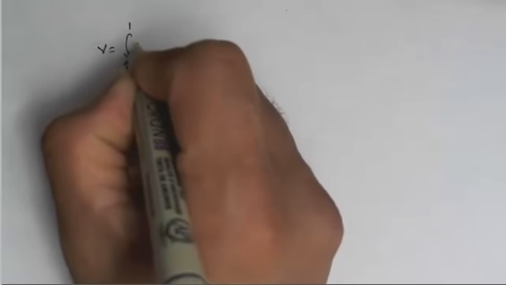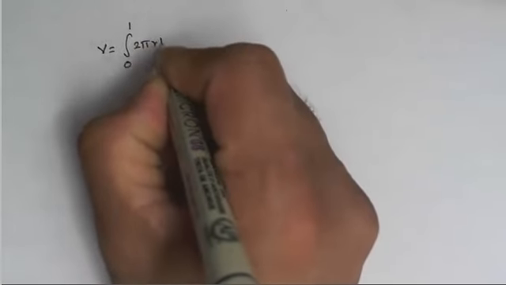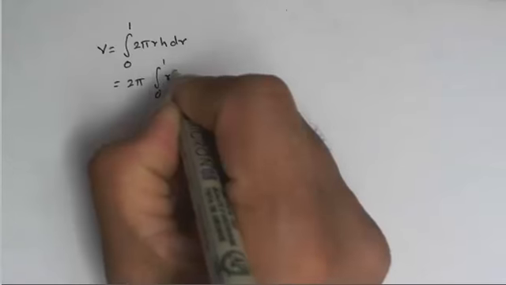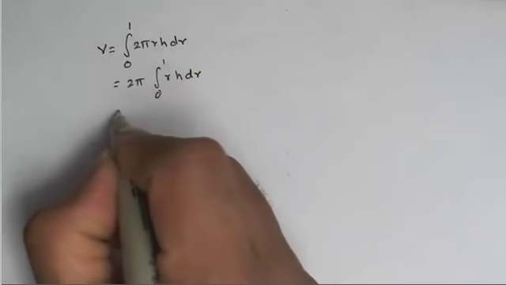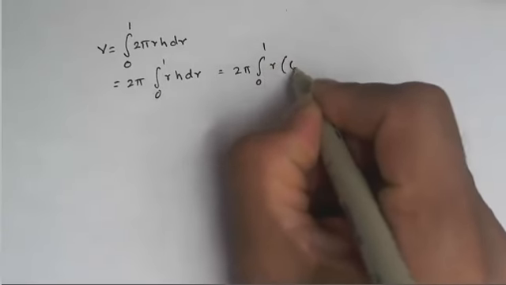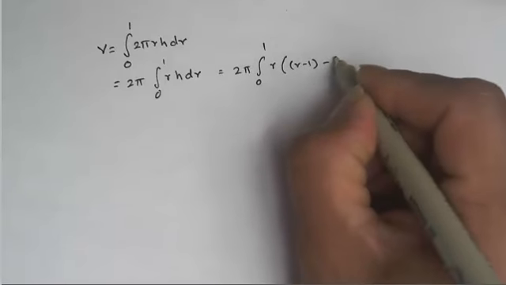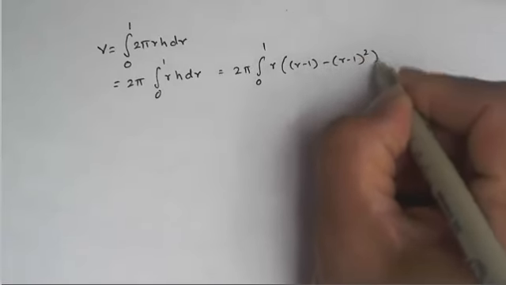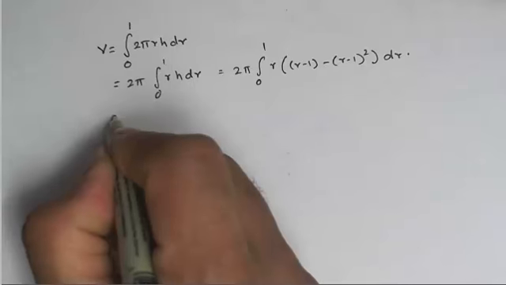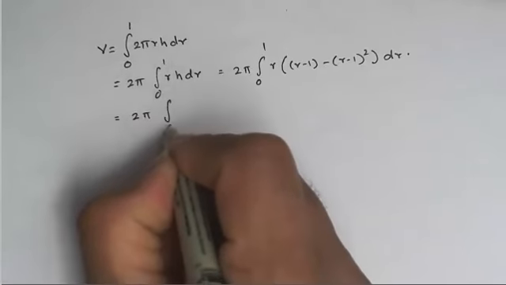Okay, I'm running out of space, so let me continue on a new sheet of paper. So V was the integral from 0 to 1 of 2 pi r h dr, which we wrote as 2 pi times the integral from 0 to 1 of r h dr. And this was r times (r minus 1 minus (r minus 1) squared) dr. And now we just have to do that integral.